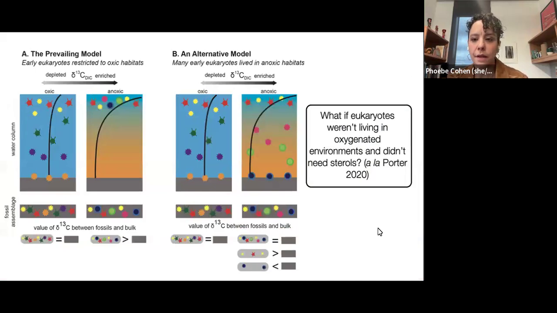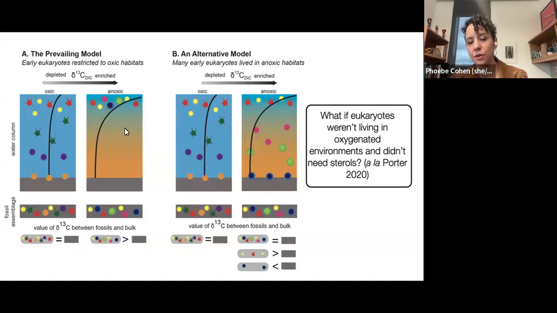So in the NSF grant that Chris and Susanna and I wrote many years ago now to fund this work, we presented these two alternative hypotheses. The prevailing model is that early eukaryotes are restricted to oxic habitats. In this situation, we would expect that eukaryotes would be living in an oxic water column, all along this gradient, again depending on water depth and photosynthesis versus heterotrophy. And in an anoxic ocean, they would only be living at the surface.